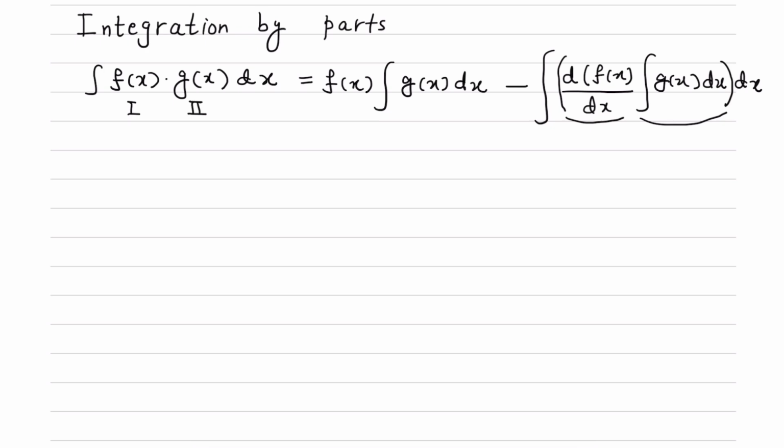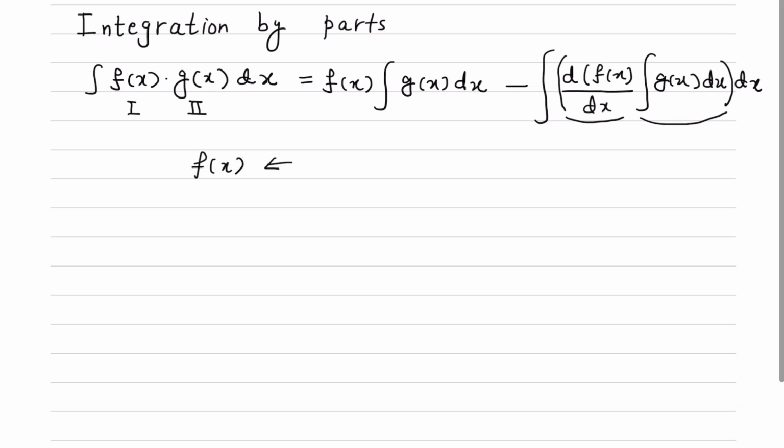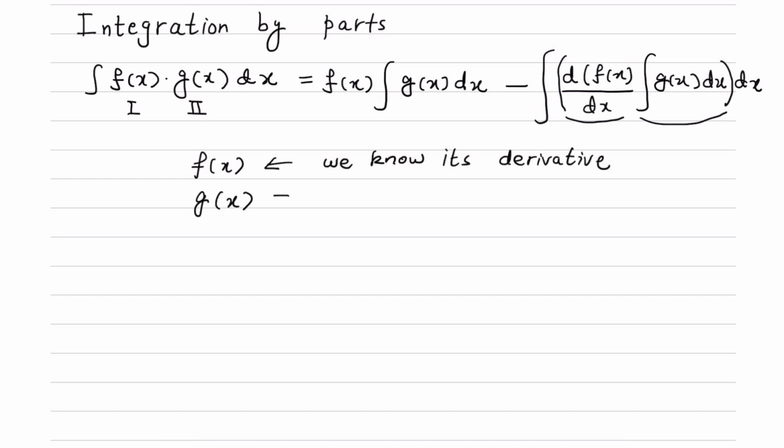You can see here that for the first function we have calculated the derivative, and for the second function we have calculated its integration two times. So we are going to call a function the first function for which we know the derivative, and we are going to call a function a second function only if we know its integration.